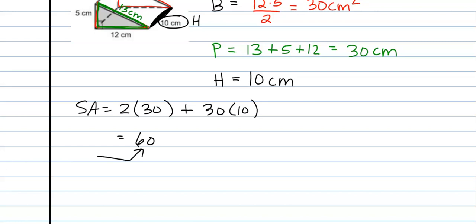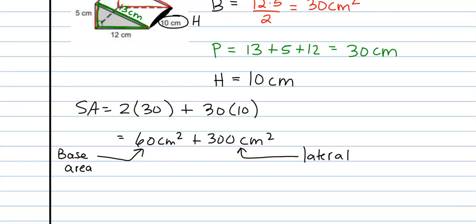That right there is our base area, and it would be in centimeters squared. Plus 30 times 10 is 300. That would be our lateral area. And then our total surface area when we're all said and done, 60 plus 300, 360 centimeters squared. And we're done with that one.